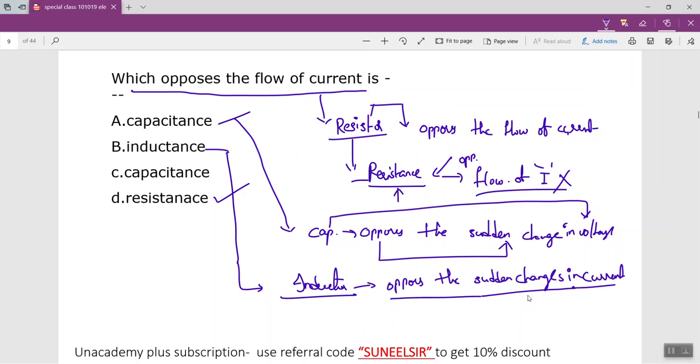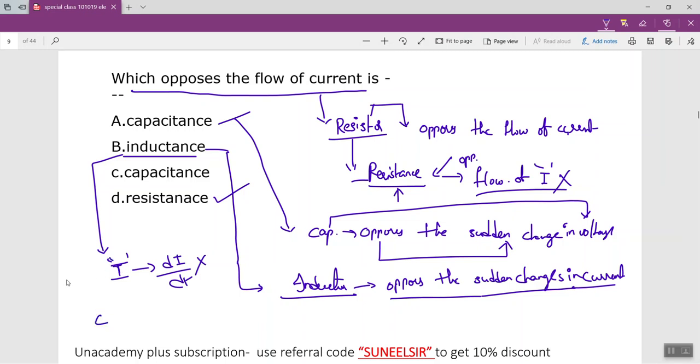I have a trick to remember this. In inductor, what is the first letter? The first letter is I. In inductance, the first letter is I. That means it does not allow sudden changes in current. Like that you can remember. The remaining one is nothing but capacitance.